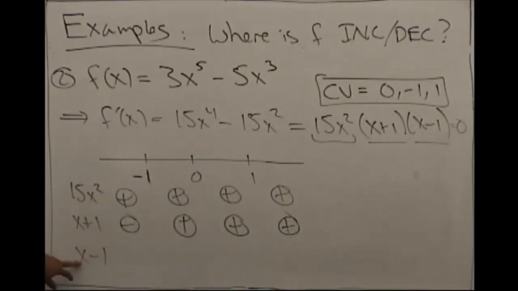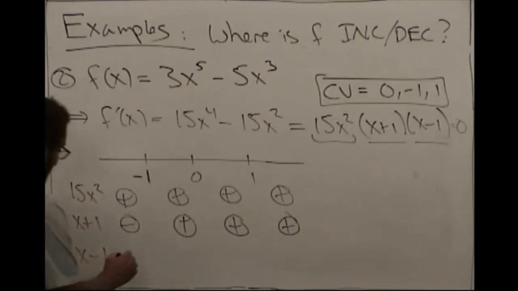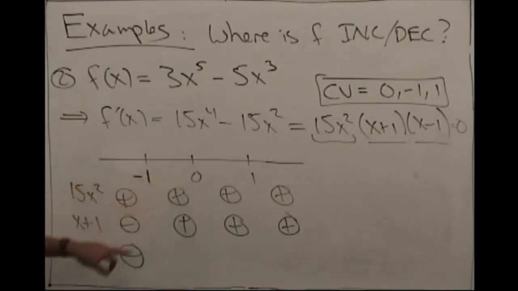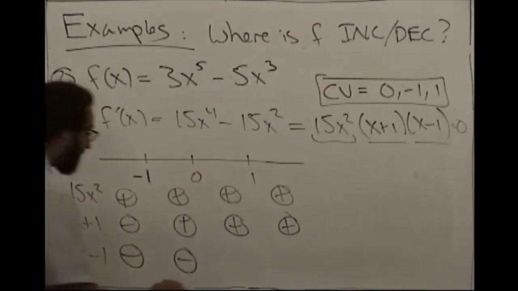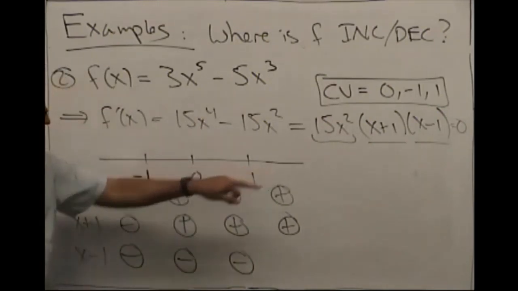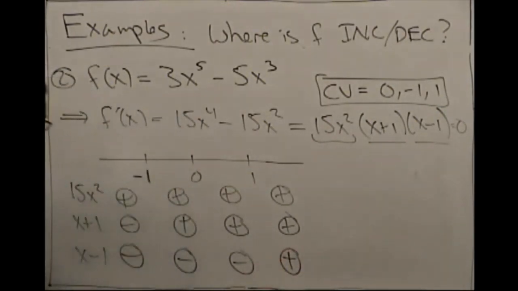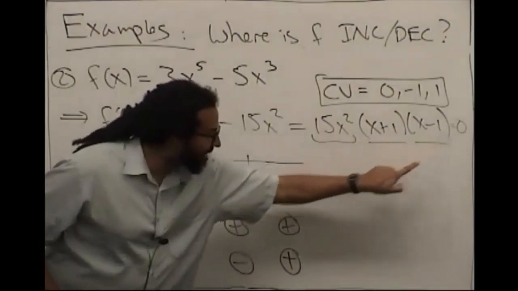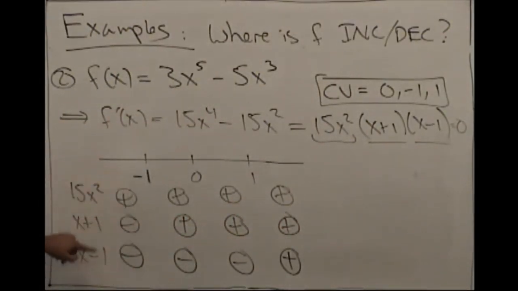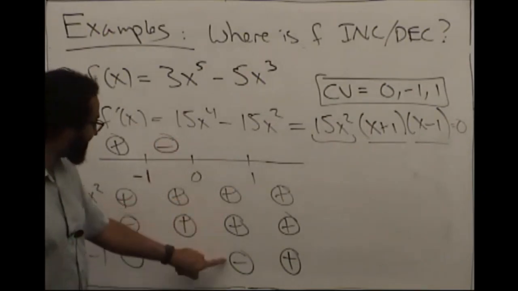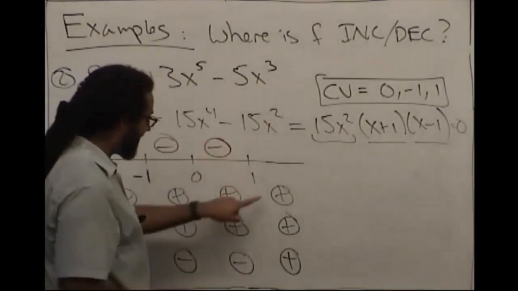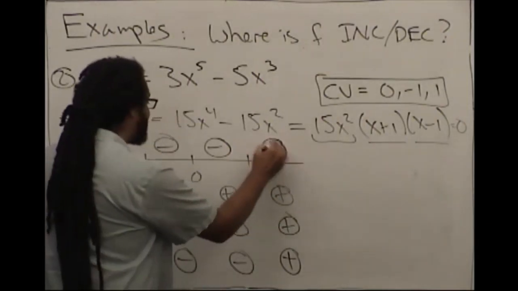And now what about x minus 1? If I plug in negative 2 here, I get a negative. If I check negative 1/2, I get a negative. If I check positive 1/2, I'm going to get a negative. And then when I check positive 2, I'm going to get a positive. So now I want to multiply all of these things together. So plus times minus is going to be a plus. Positive, positive, negative is a minus. Positive, positive, negative is a minus. And then positive, positive, positive is going to be a plus.